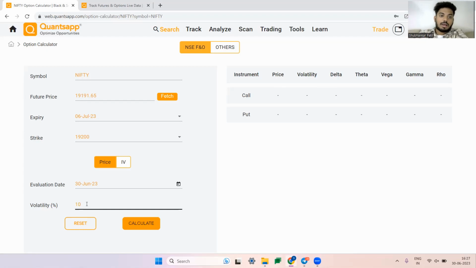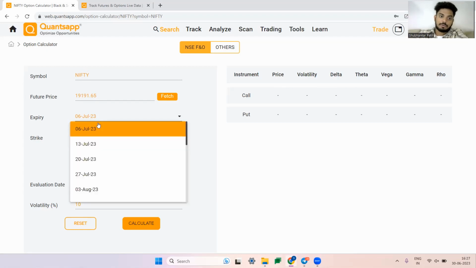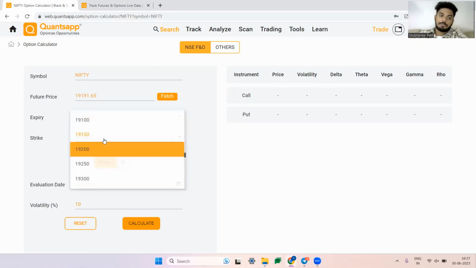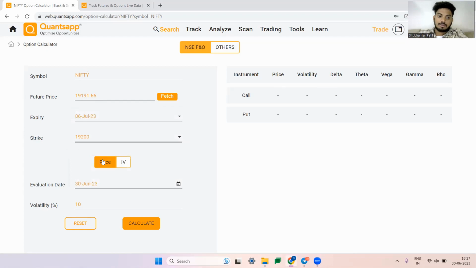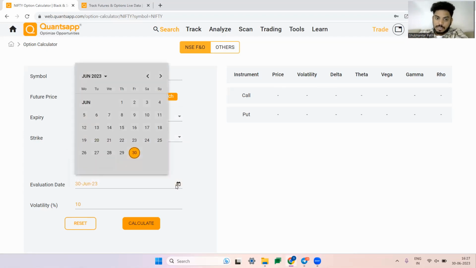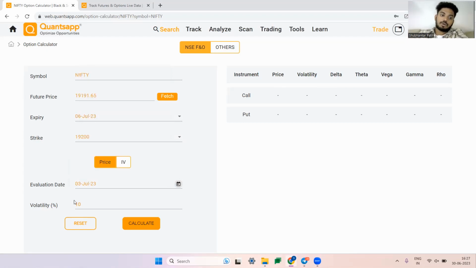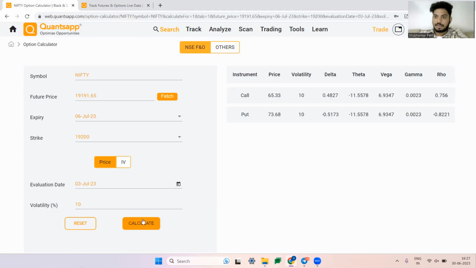So now what is this? Symbol, self-explanatory. Futures price, what the price is right now. Expiry, for what expiry you want to calculate the option premium. For what strike price you want to calculate the option premium. For what date you want to calculate the option premium. So I'm saying I want to see what the option premium will be by Monday, which is 3rd of July, if volatility is 10%. That is what it calculated.